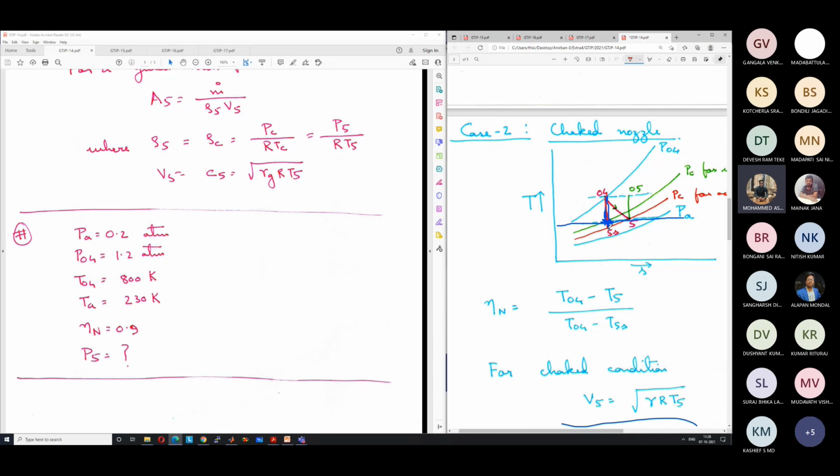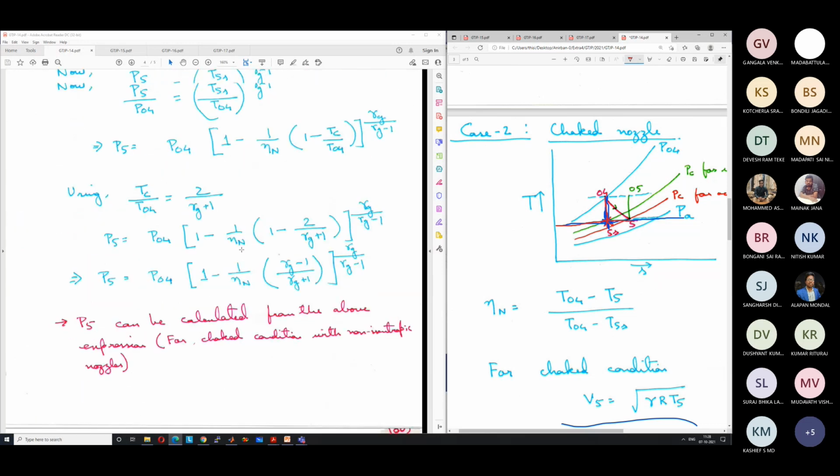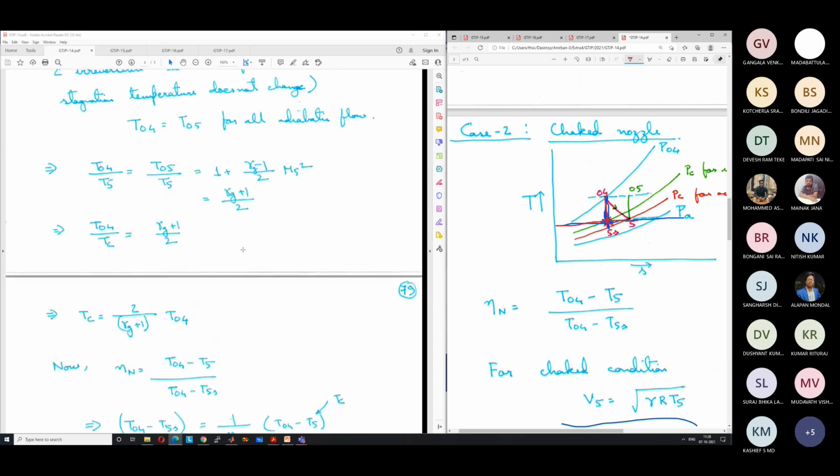Local condition. Yes, temperature has to be same, because ultimately once you reach the green line, the temperature drop required for going to sonic velocity is reached. Whether there is friction or not, it does not matter. So friction losses also manifest as temperature changes only. So at this point itself, you will reach the sonic velocity for an isentropic flow. Okay, sonic velocity is reached whenever you reach this temperature. This relation is given by this condition: T04 by Tc is equal to gamma plus 1 by 2.